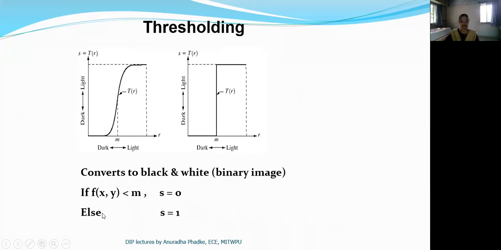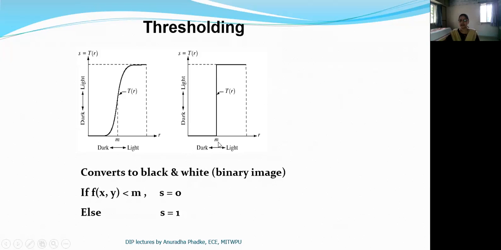As per this graph, if your f(x,y), that is the R value, is less than M, you are assigning a value 0 to the resultant image pixel. And if your input gray value R is greater than or equal to M, you are assigning it the maximum possible bright value in the image. For a continuous signal, it is 1. Because of thresholding, you are converting your gray image into a binary image, because after thresholding your modified image has only two values, either 0 or 1.